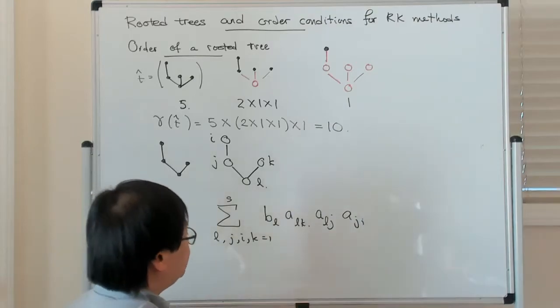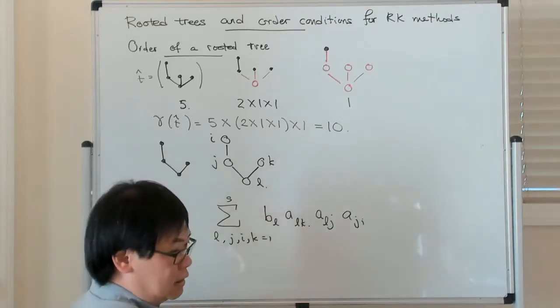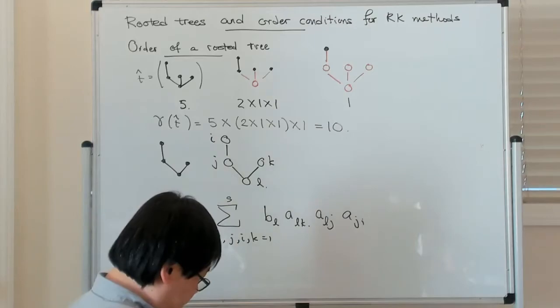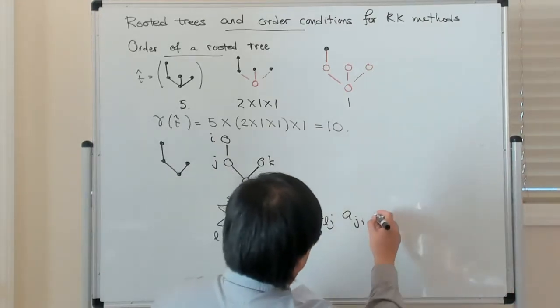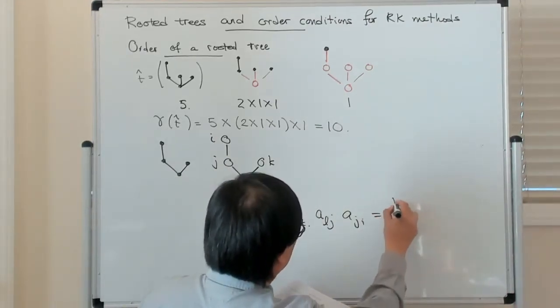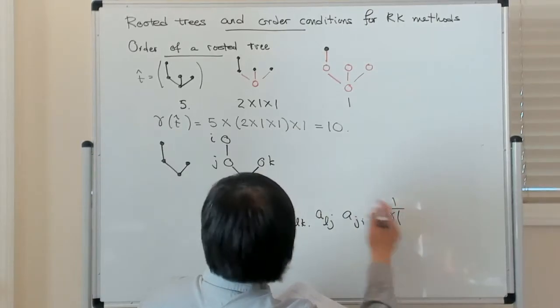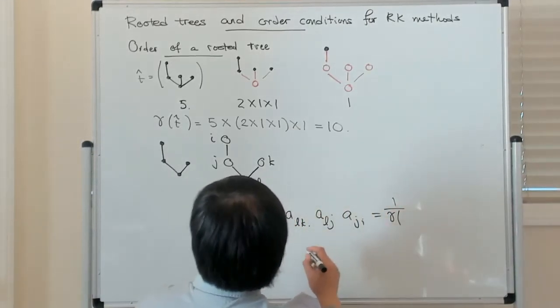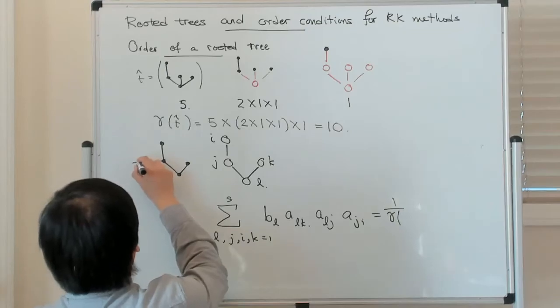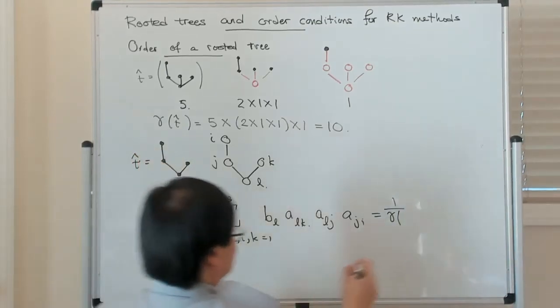So there's this sum over the entries of the Runge-Kutta matrix and the Runge-Kutta weights. And then what is this equal to? This is going to have to equal 1 over gamma of the tree in question.